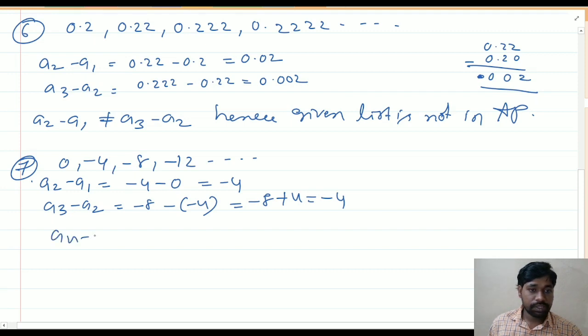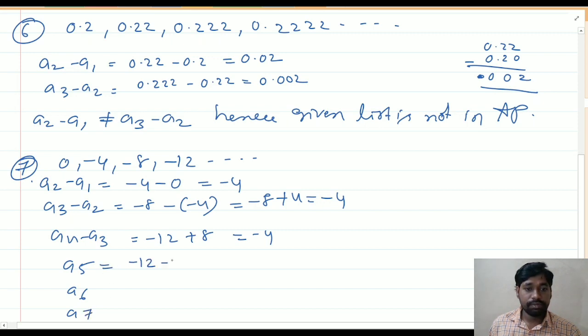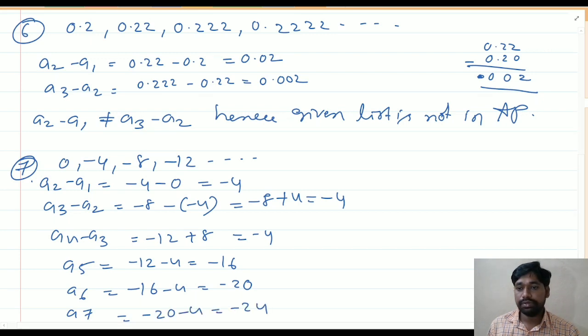So A4 minus A3, do the same thing, somewhat fast. Minus 12 plus 8 is equal to minus 4. So A5, A6, A7: it is minus 12 minus 4, minus 16. Minus 16 minus 4, minus 20. Minus 20 minus 4, minus 24. Okay.